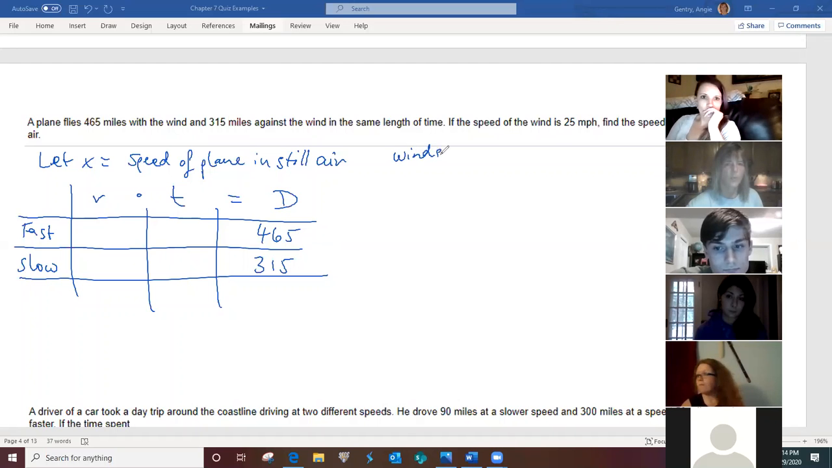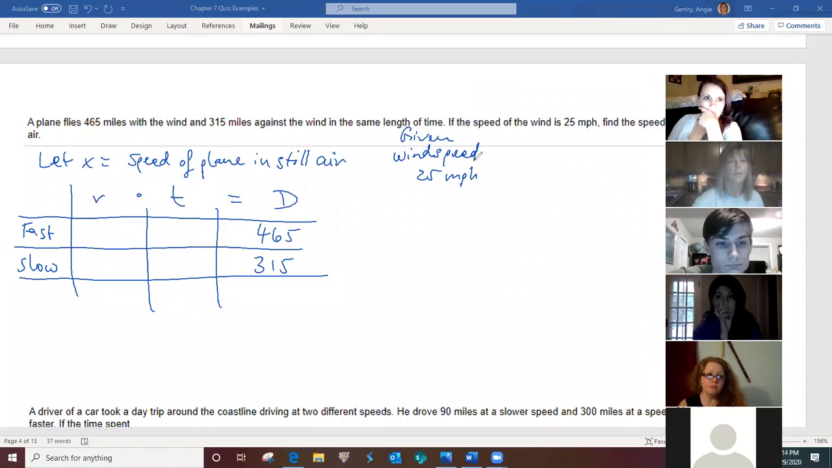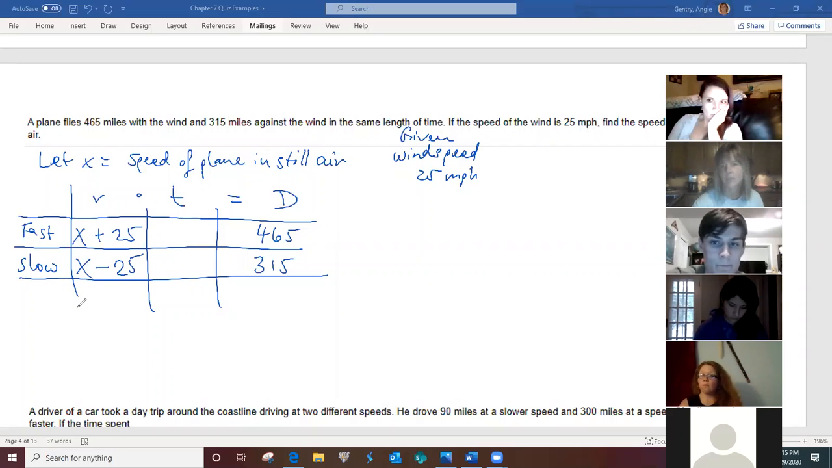Wind speed is given, 25 miles per hour. So always put the current, or the wind speed, last. Here we ask, how fast can I go? I can go as fast as my plane will take me, plus the wind is helping me. Then I fight against the wind, so this time the X leads. It's not always X first or X last; the current or wind speed is always last.